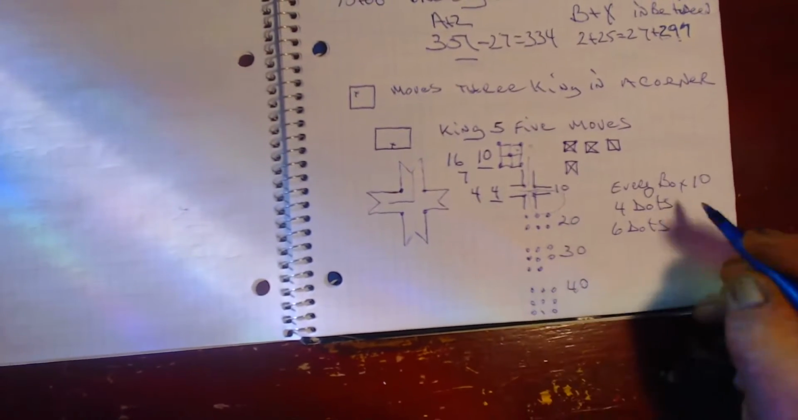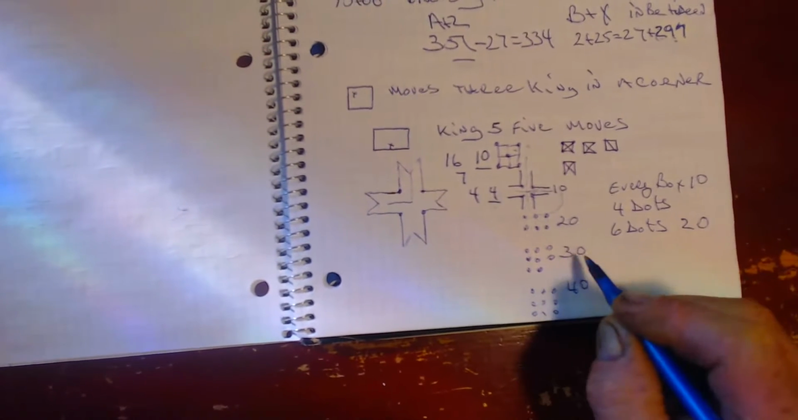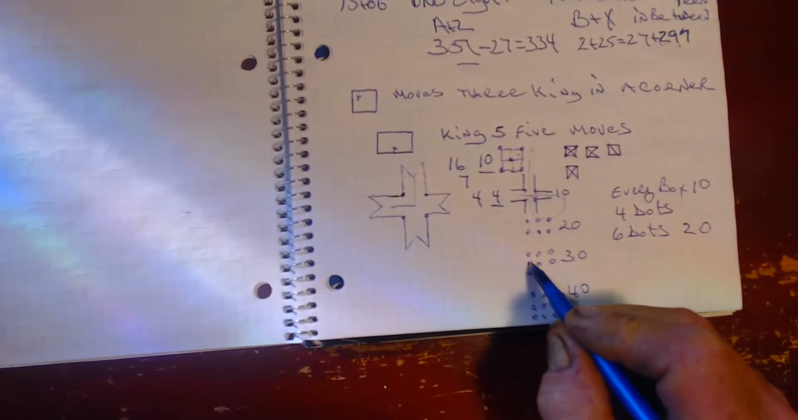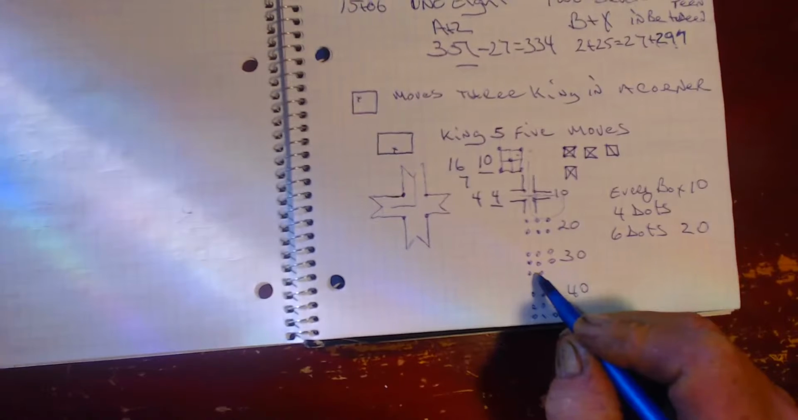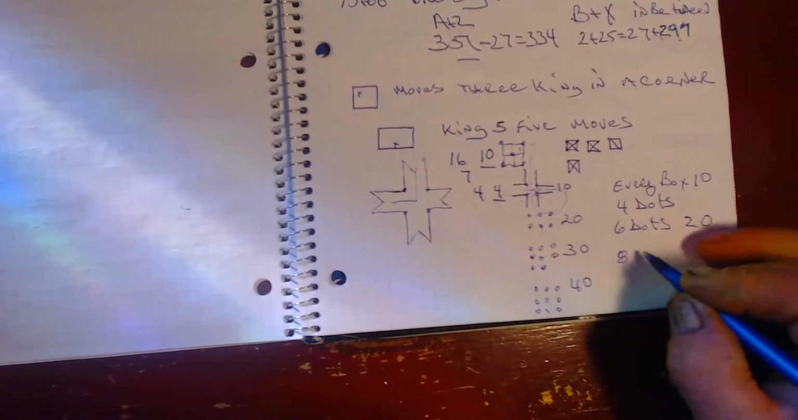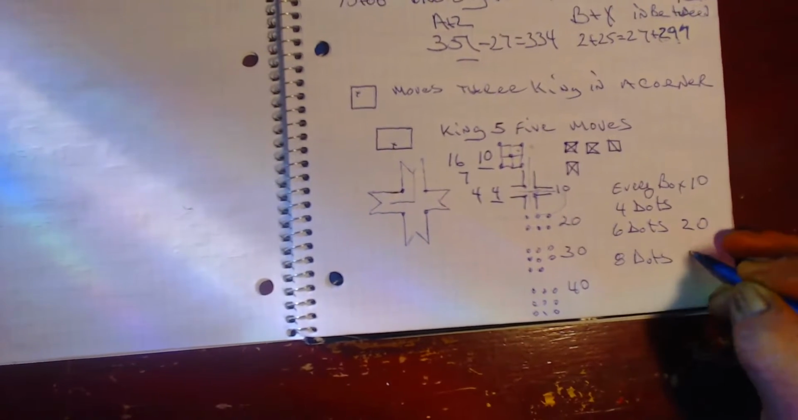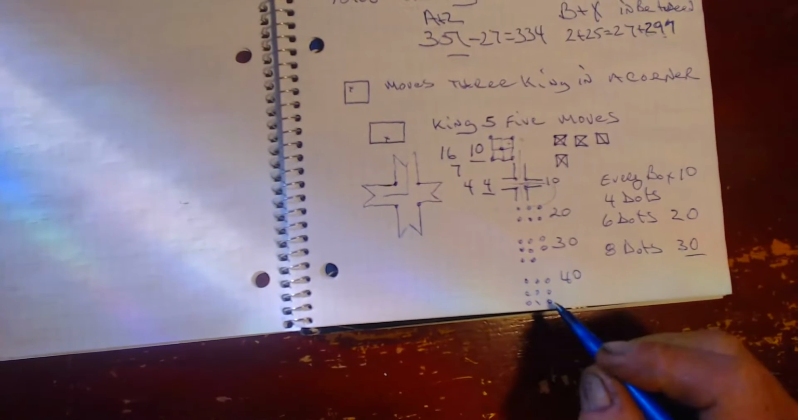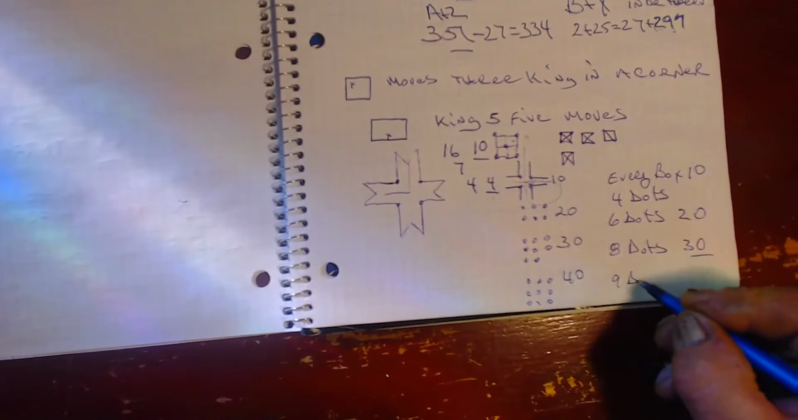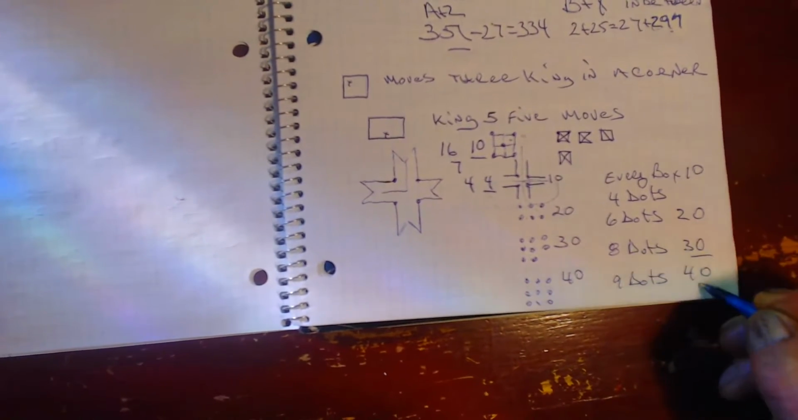And I called it 20. Then I wanted to go to 30, so I had 2, 4, 6, and then I added 2, so I got 8 dots. And then I had 30. And now, at 8 dots, 30, with 9 dots, I got 10, 20, 30, 40. So 9 dots, I have 40.